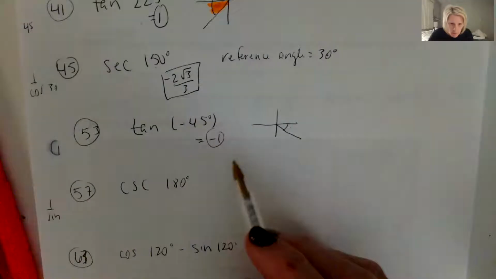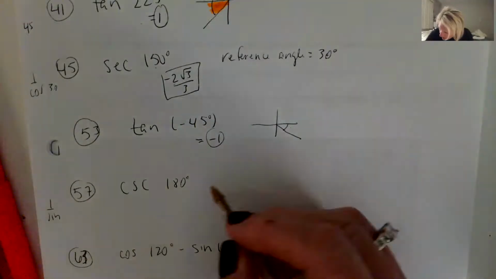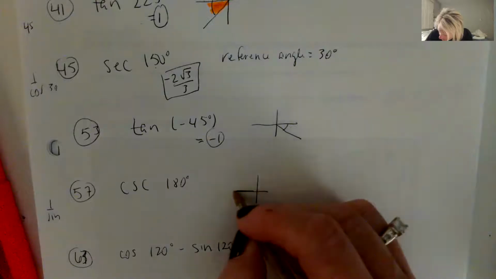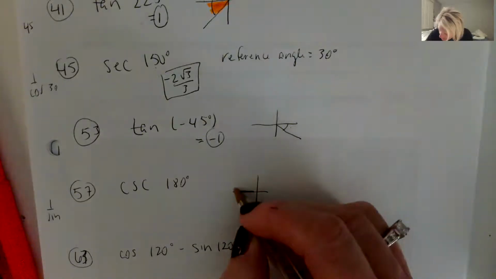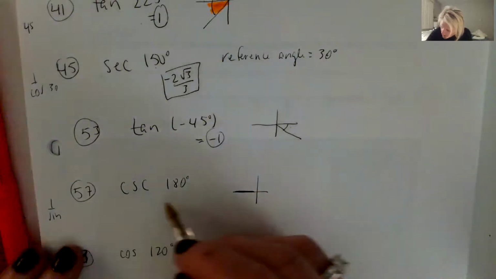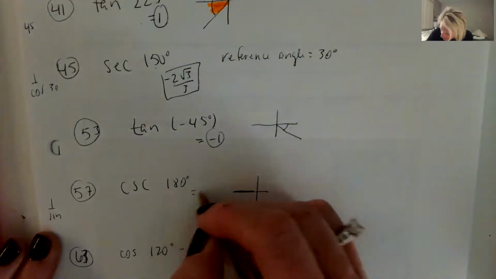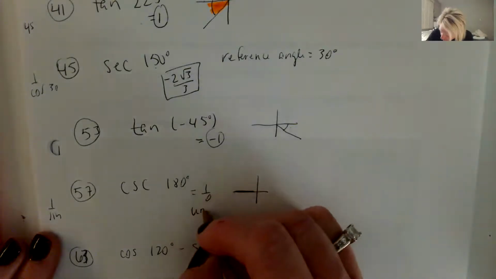Cosecant at 180 is right here on the x-axis. And cosecant is 1 over sine. Sine at 180 is 0. So this is going to be equal to 1 over 0, which is going to be undefined.